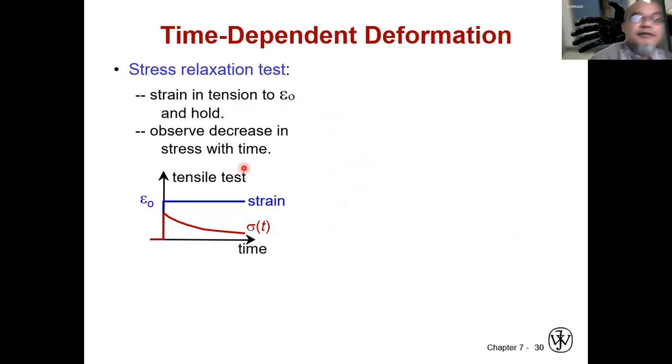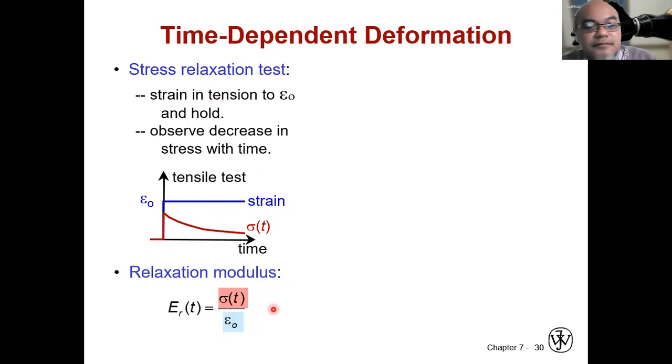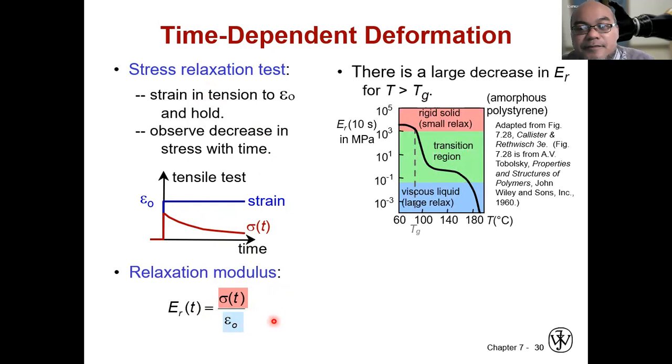In a stress relaxation test, strain is stretched to epsilon 0 and held. Here, we observe the decrease of stress in time, like this one. This is called stress relaxation. Then the relaxation modulus E_r(t) can be calculated from sigma(t), the stress itself, divided by epsilon 0, the tensile strain. There's a large decrease in E_r, the relaxation modulus, for temperature larger than the glass transition temperature, the Tg. This is for polymers.